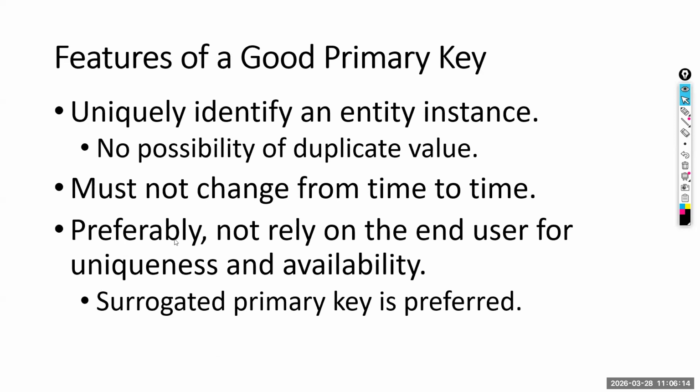Right. What are the features of a good primary key? Obviously, you must be able to use it to uniquely identify a record. Otherwise, it's not a proper primary key. And it must not change from time to time. So when you create a value, you set it or it is machine generated. Afterwards, it must not be changed. Other fields can be changed, but not the primary key. If there's a possibility of it getting changed, that is not a good primary key.